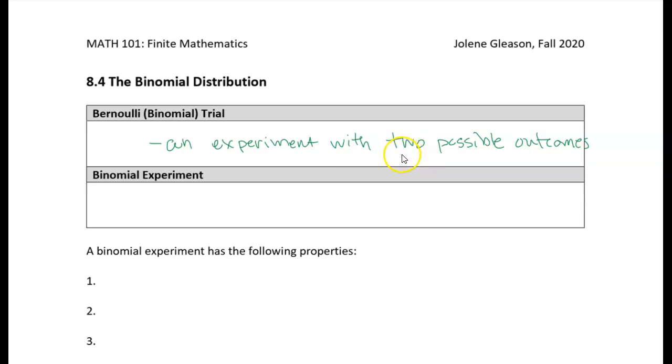Okay, now a sequence of Bernoulli trials is called a binomial experiment. So for example, we could have an experiment where we toss a coin 6 times and we're interested in how many times it comes up heads. Each one of those tosses of the coin is a trial, and the whole experiment consists of 6 tosses, and each trial is either going to come up heads or it's going to not come up heads.